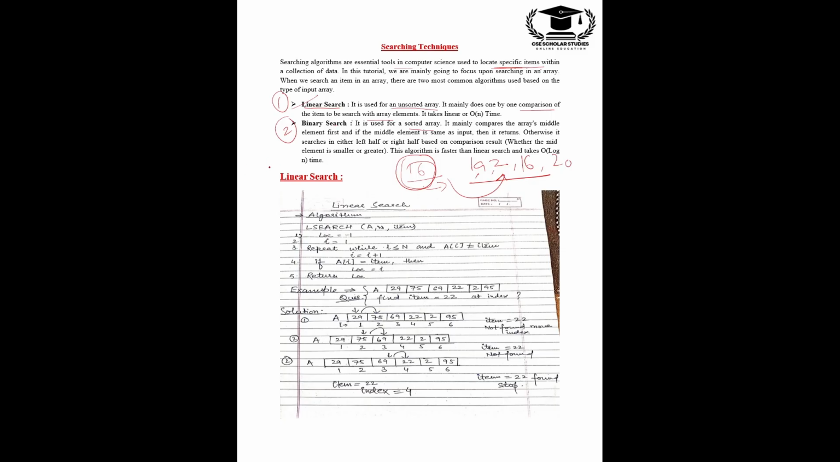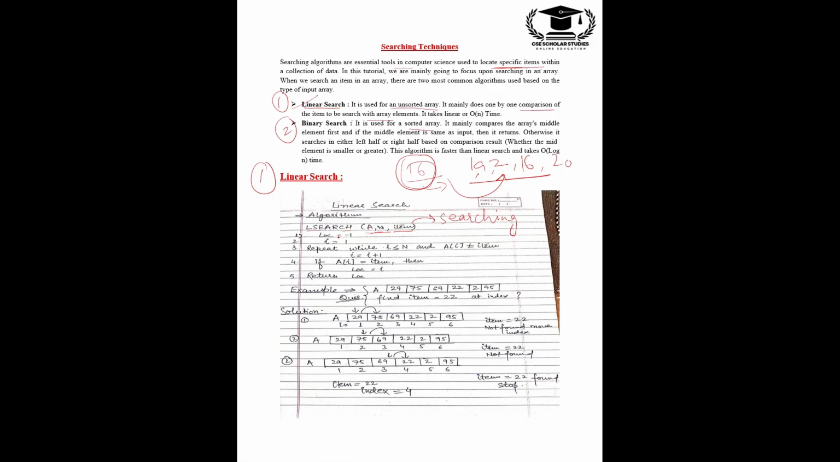First we will discuss linear search. What is linear search and what is the algorithm of linear search? We will also see one example. First we discuss the algorithm. Suppose there is a function LinearSearch where the parameters are A, the array, n, the number of items in the array, and item, the searching element which we want to search in the array.